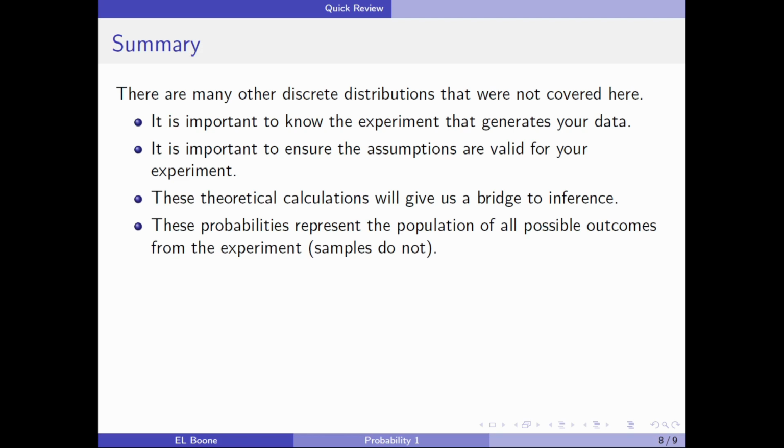Okay, now remember, this represents the population. All possible outcomes were considered. Now, if you go and do sampling, you don't get every possible outcome, because you can only have so many samples that you can take. All right, so we're going to change gears here, and we're going to move on to continuous distributions.